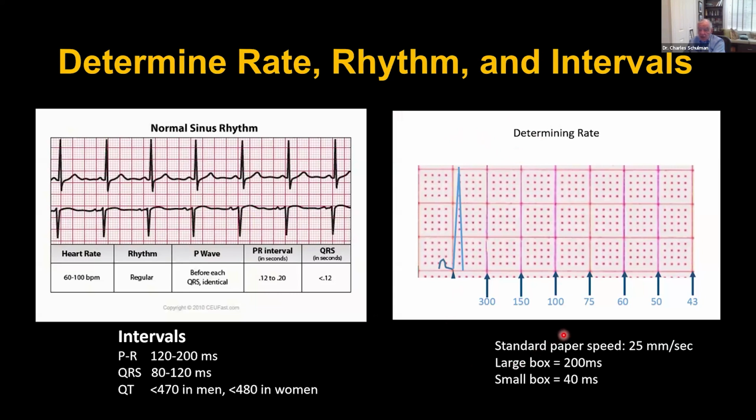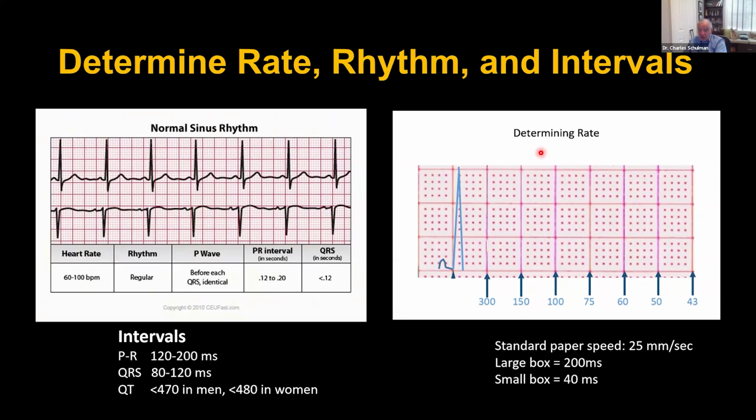Okay, so the standard paper speed is 25 millimeters a second. All ECG machines are set to that. Sometimes the machine is set to 50, and the ECG looks really weird. But the standard is 25 millimeters a second. Each small box represents 40 milliseconds or 0.04 seconds. Each large box represents 200 milliseconds or 0.2 seconds.